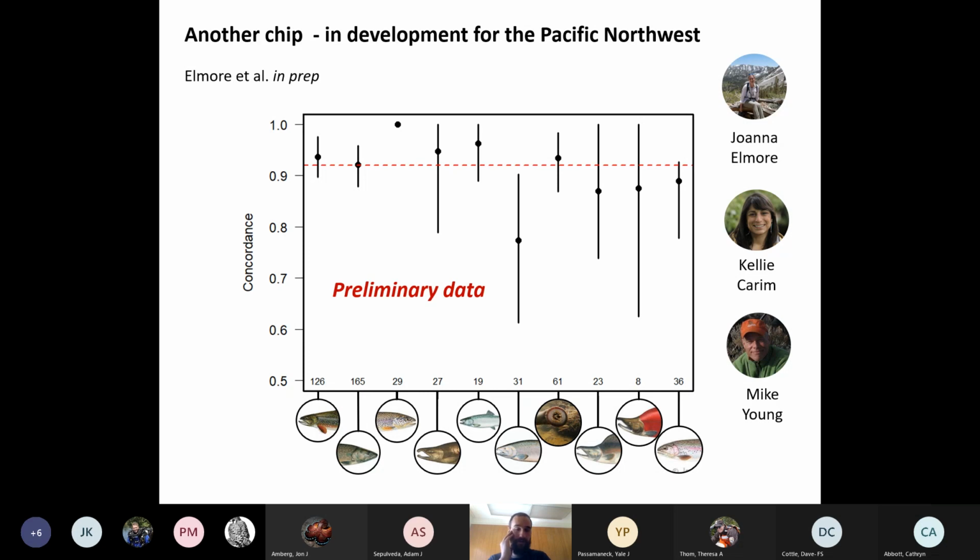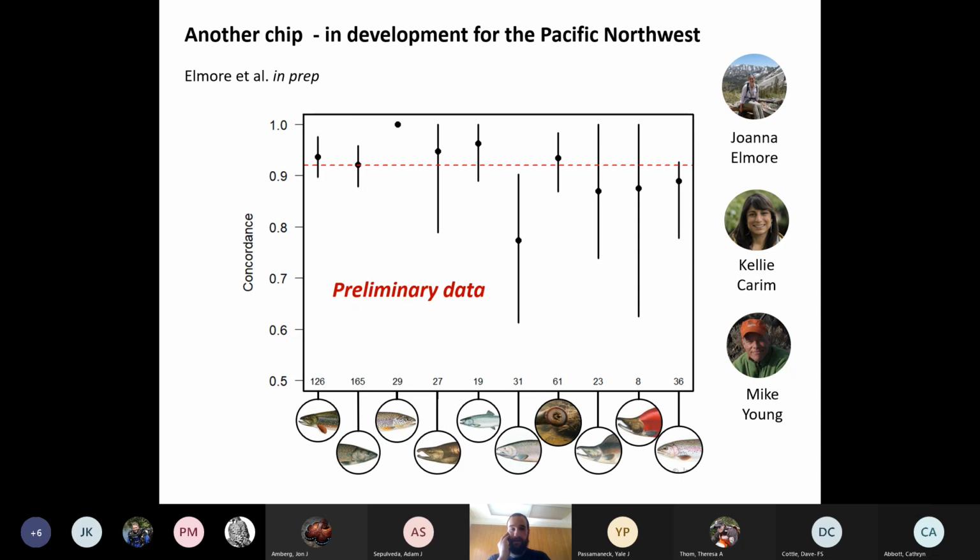Here we have a chip that's composed of 9 Pacific salmonids as well as Pacific lamprey. Those are shown on the x-axis. There's a picture of each taxon, and then above each there's a number which indicates the number of environmental samples that are used in our qPCR to high throughput qPCR comparison. On the y-axis is our estimate of concordance. The individual dots are our point estimate for the concordance, and the lines are 95% confidence intervals based off of bootstrap resampling.